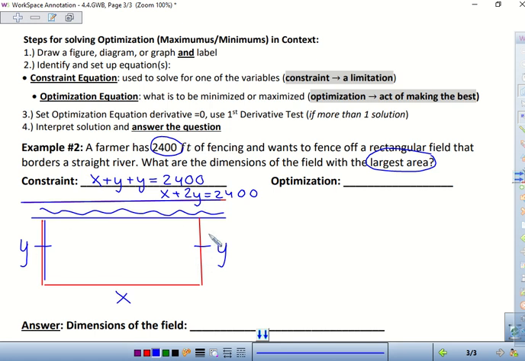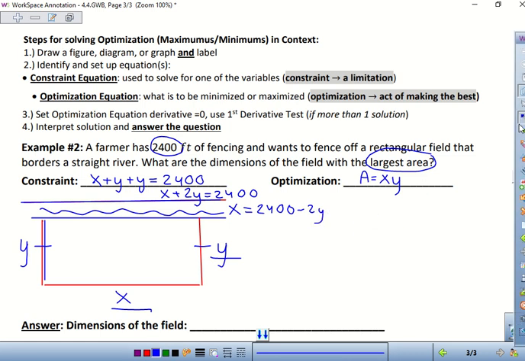Good. Now optimization, our goal is to make this have the largest area. What would be the area of this shape? X times Y, right? Because the area would be determined by this times this. So we have our area. Now our goal is to solve for one of these variables. Over here, I'm going to solve for X by just subtracting over the 2Y. So does everybody see what I did there?